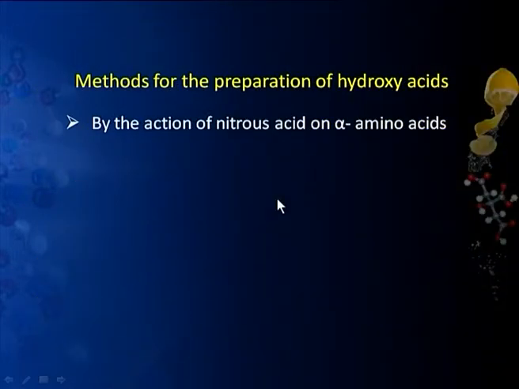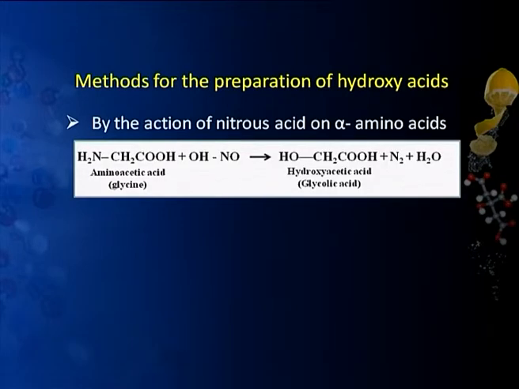Then by the action of nitrous acid on alpha amino acid. As I told before that alpha amino acids are obtained from proteins and they can be converted into hydroxy acids. This NH2 group can be substituted by OH group on treatment with nitrous acid, that is on diazotization. As you know that aliphatic amines on diazotization give corresponding alcohols. So, here the NH2 group is also substituted by this OH group and we get corresponding hydroxy acids.